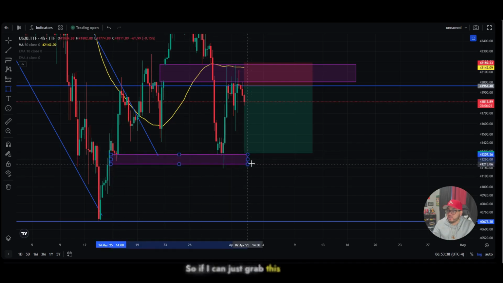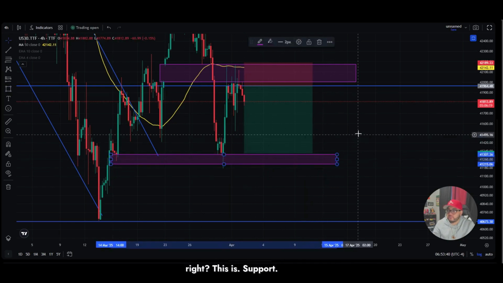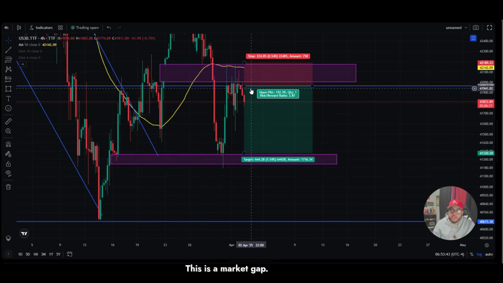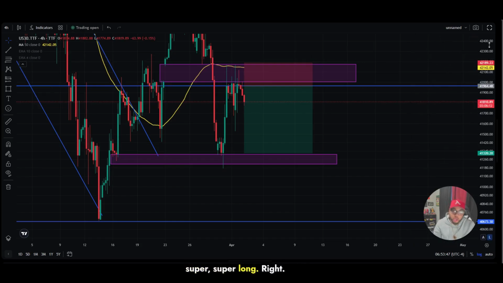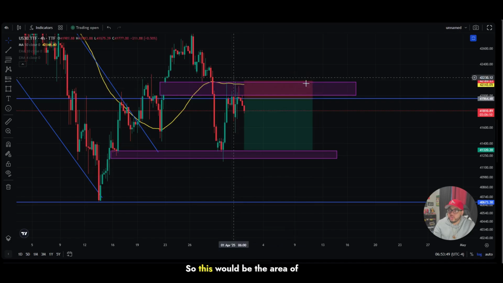So if I can just grab this support over here, right? This is support, this is a market gap. I'm not going to color coordinate it, just for the sake of the video not being super long. So this would be the area of interest that I'll be looking to get into this trade.